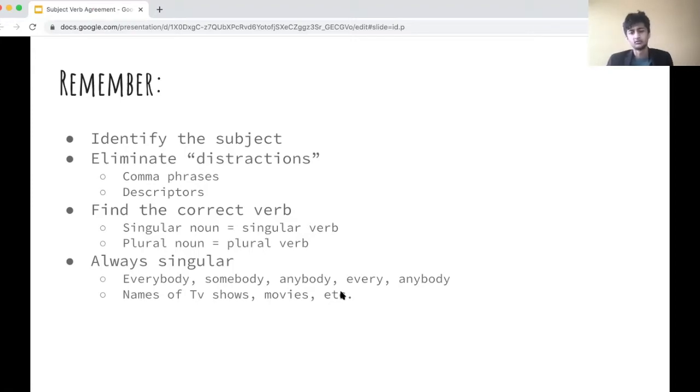Find the correct verb. Remember that singular nouns always go with singular verbs. Plural nouns always go with plural verbs. And remember that the following information there is always singular. So everybody, somebody, anybody, every, and anybody is singular, in addition to the names of TV shows like The Simpsons, The Flash, The Arrow, any movies, The Avengers. These are all going to be singular nouns. So you would say, The Avengers is my favorite movie, or The Flash is my favorite TV show.